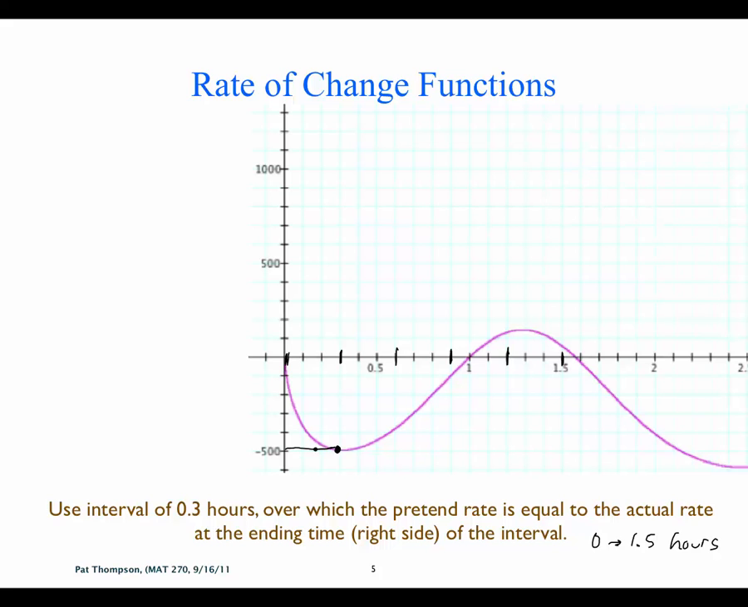So we're starting to build our pretend rate function. It's going to start by being negative 500 bacteria per hour immediately, and then constant rate for the first 0.3 hours. Okay, so now look at the next interval. Again, we want to use the actual rate at the right side, or the ending time of the second interval, to be our pretend rate for that whole interval.